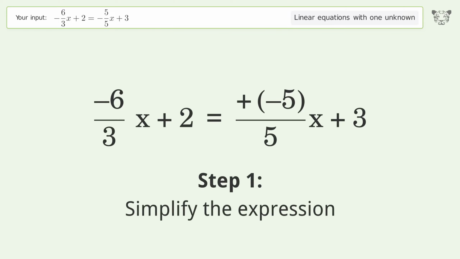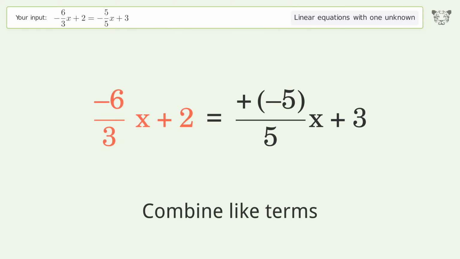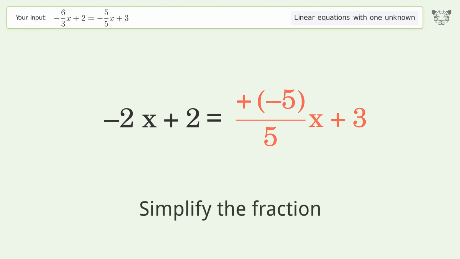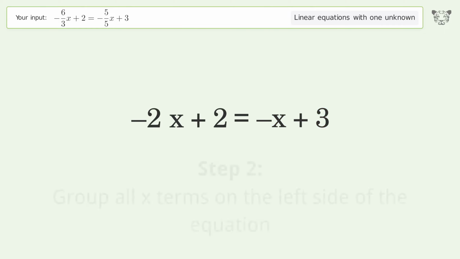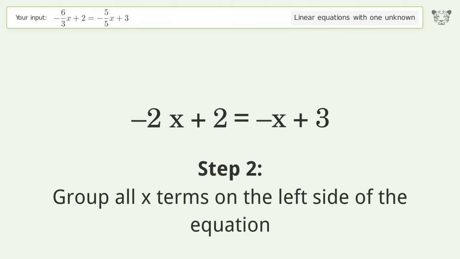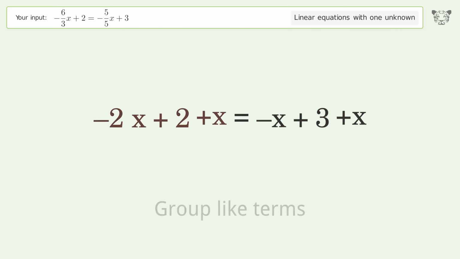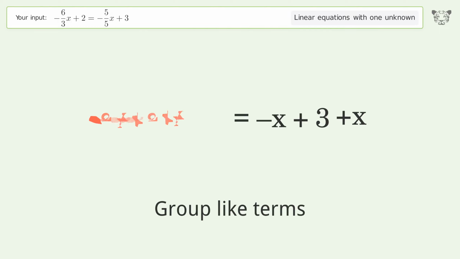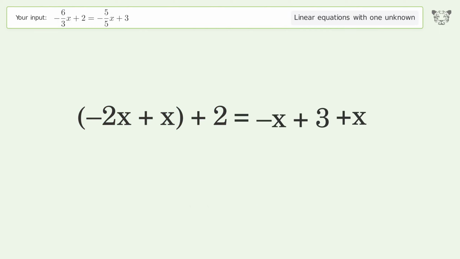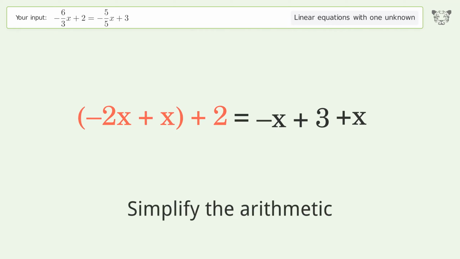Simplify the expression. Combine like terms. Simplify the fraction. Group all x terms on the left side of the equation. Add x to both sides. Group like terms. Simplify the arithmetic.